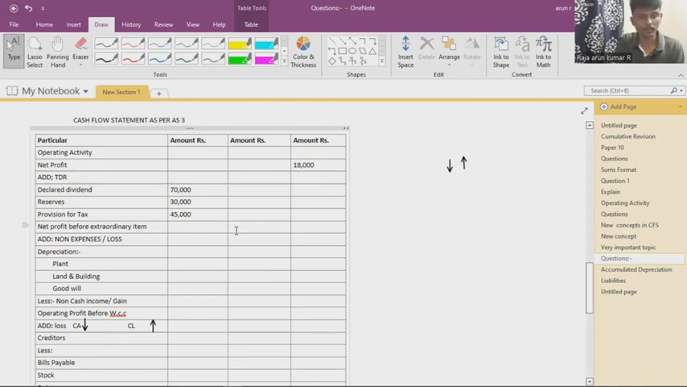net profit before extraordinary item rupees 1,45,000. Then add depreciation: plant 20,000, 10,000, land and building 20,000, goodwill rupees 25,000. Be given in the sum. Less non-cash income. There is no non-cash income from the activities. Total of 55,000. This total is 1,50,000, 45,000, 2 lakh. Okay. Operating profit before working capital changes is 2,18,000.